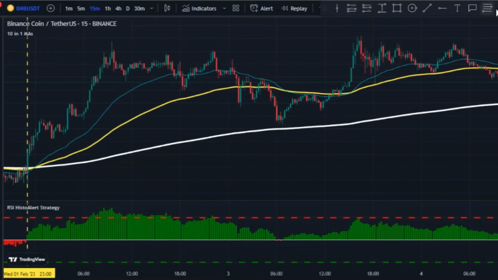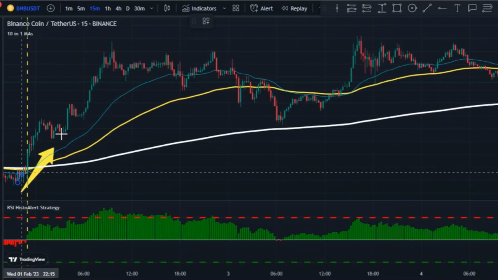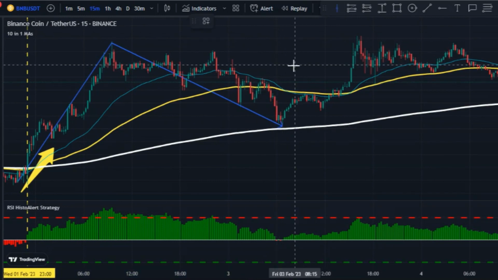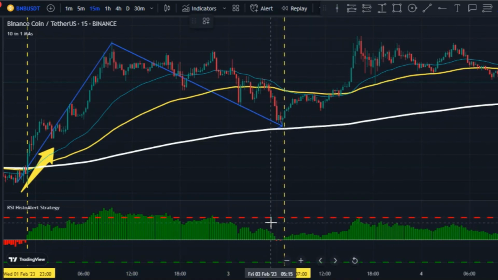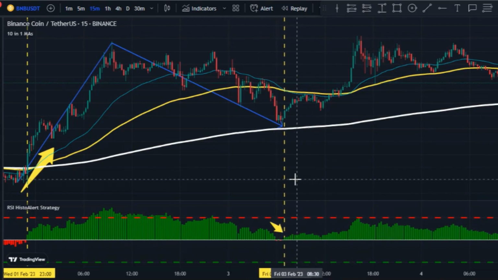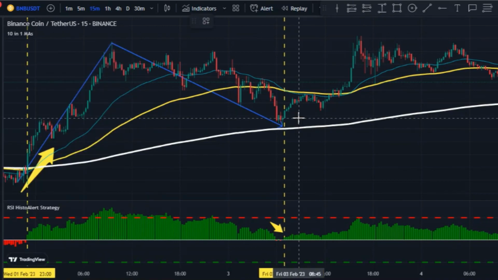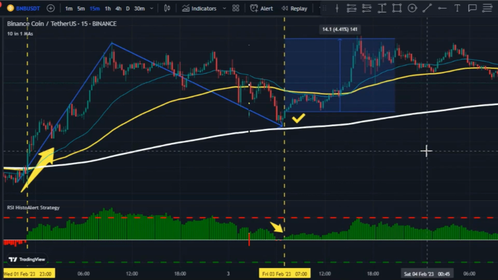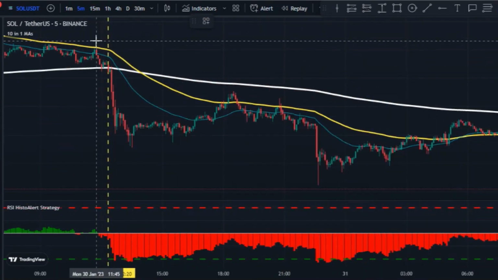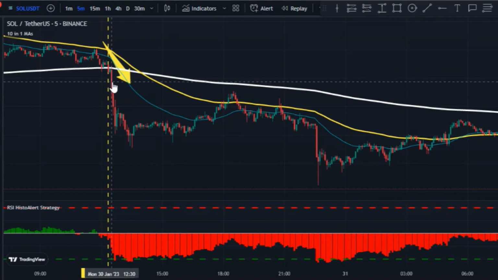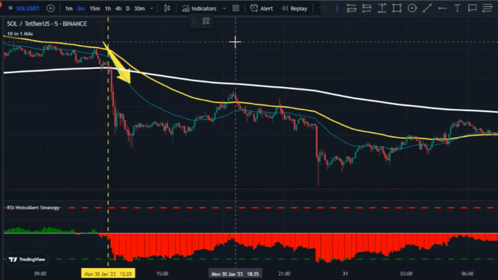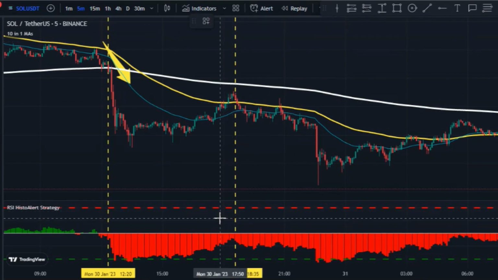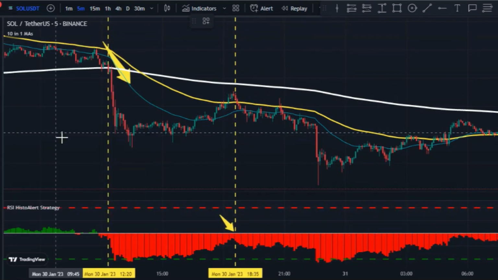In this case, an upward crossing has happened and then the price action pulled back to the moving averages. And now we should check the historical RSI indicator. So here the histogram of this indicator is also green, so the buy signal is confirmed. In this example, a downward crossing has occurred and after that the price action pulled back to the moving averages. So this pullback is a sell signal and the histogram of the historical RSI indicator is also red, so the sell signal is confirmed.